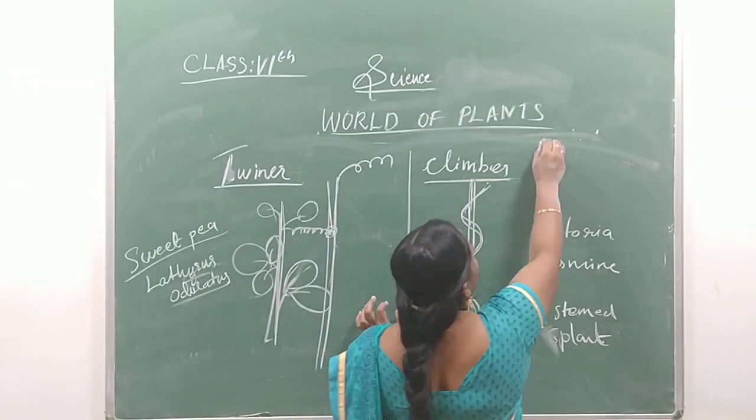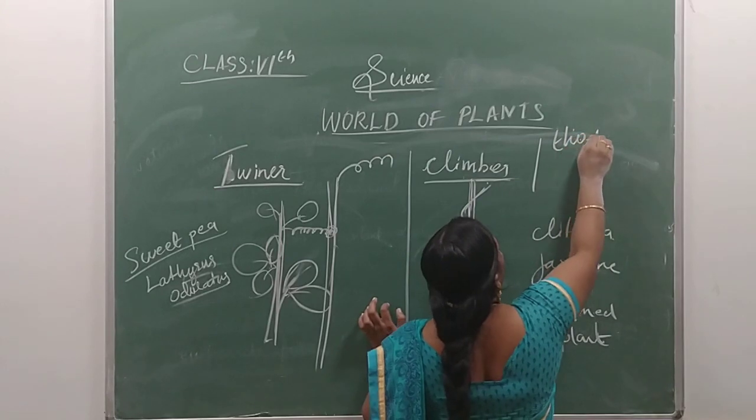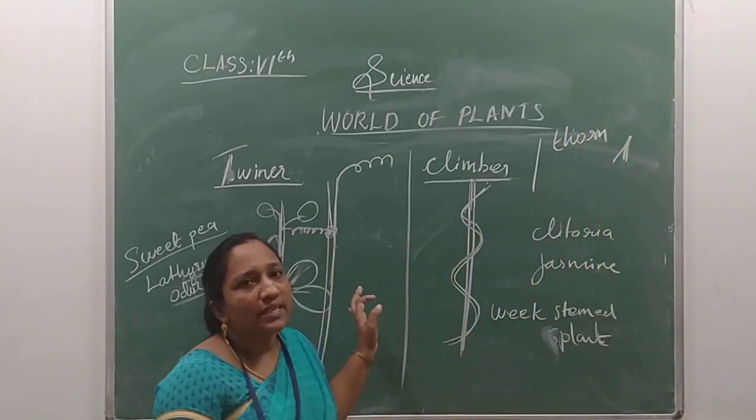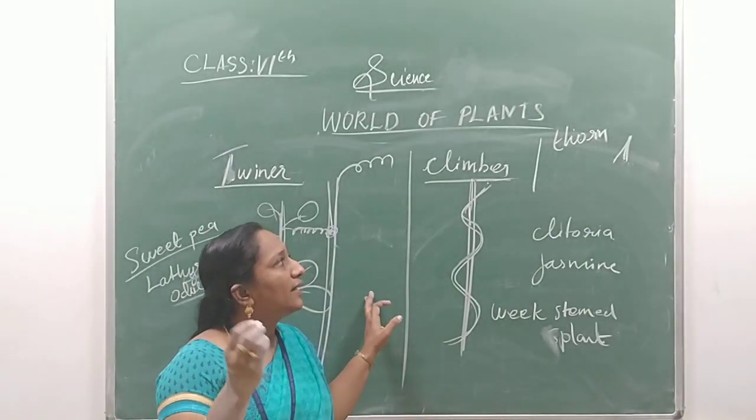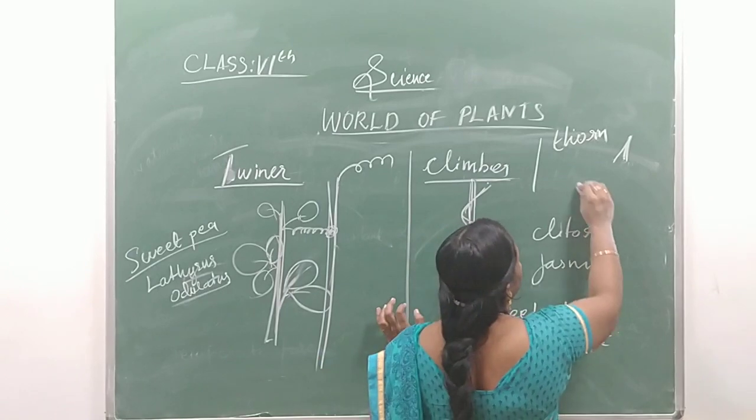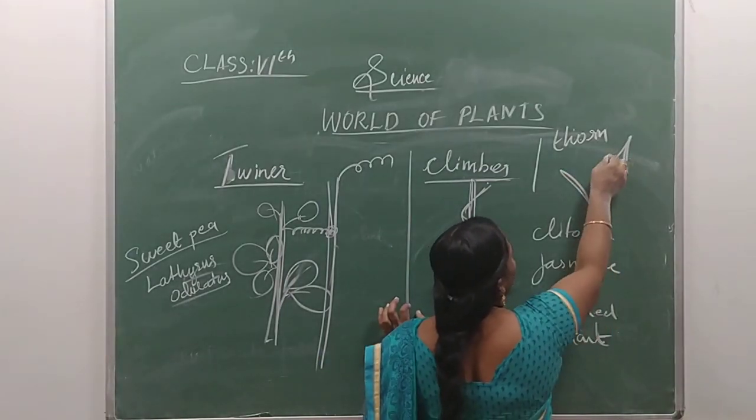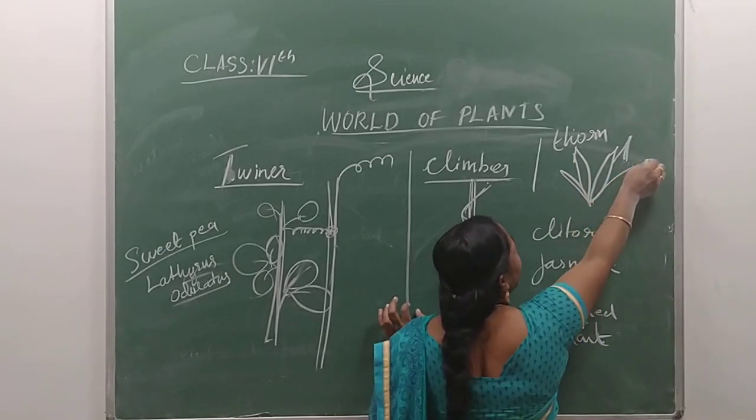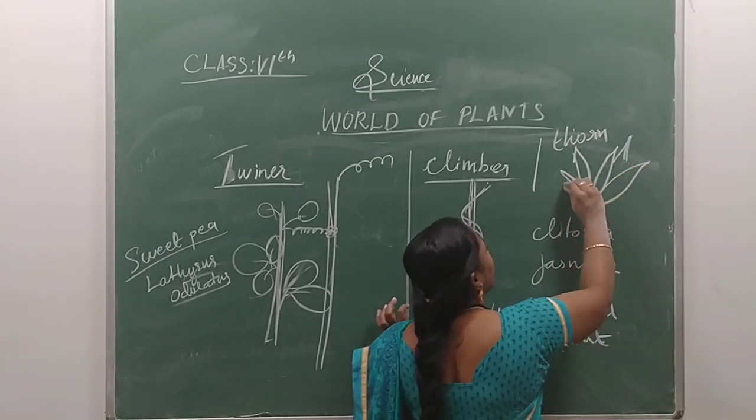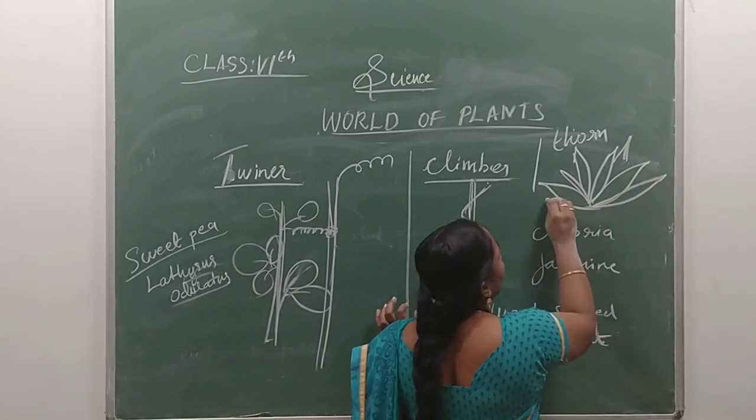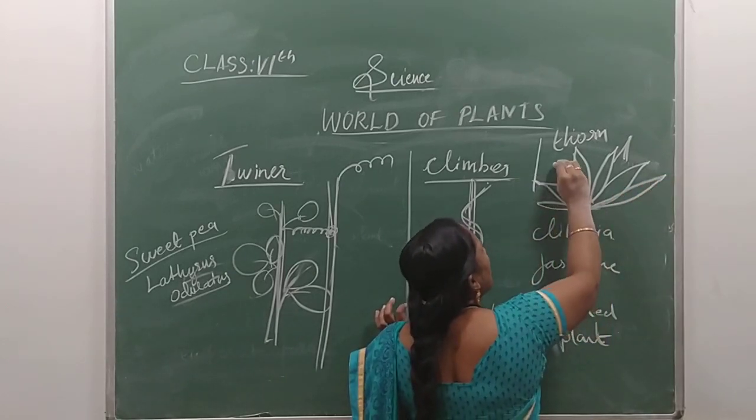And third modification is thorn. Already I said, what is thorn? Small, sharp hook-like structure. So cactus is a good example for that. In cactus, the leaf, cactus, acacia plant. Have you seen the plant like this? It will be having a short hook-like end. So this will be having a sharp hook.